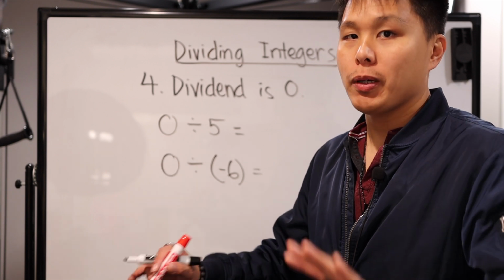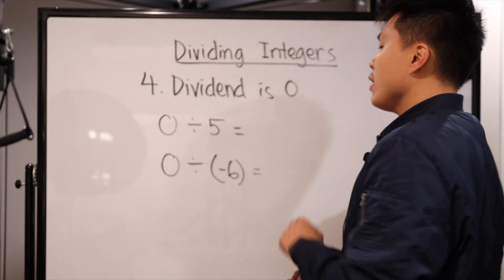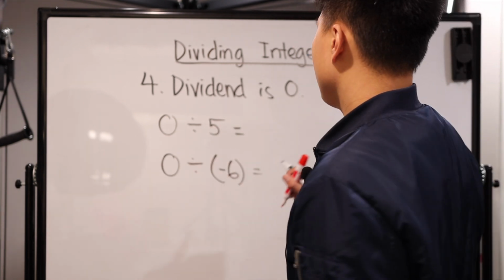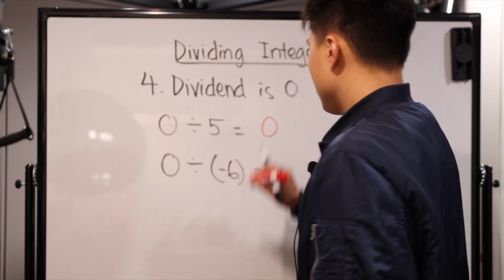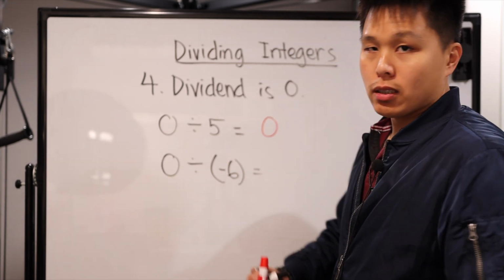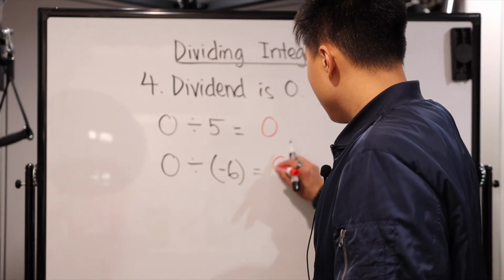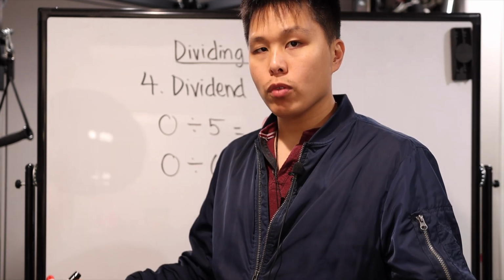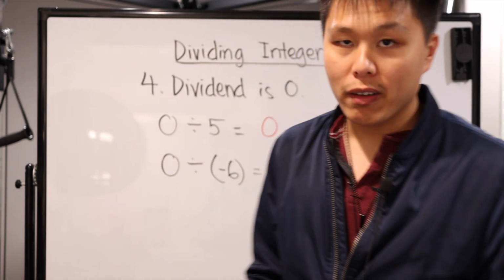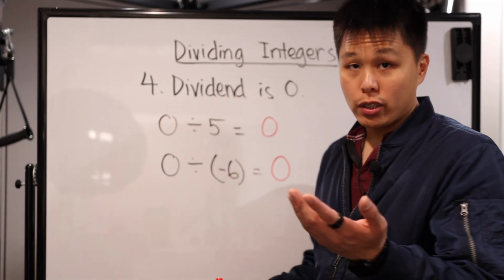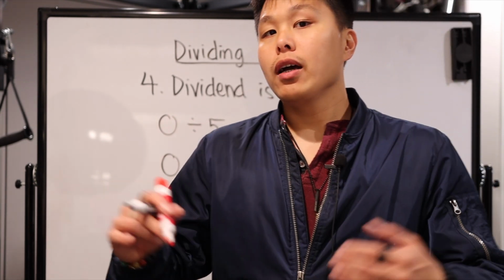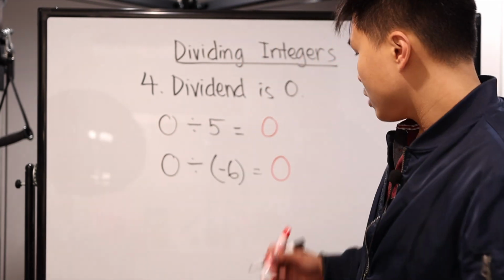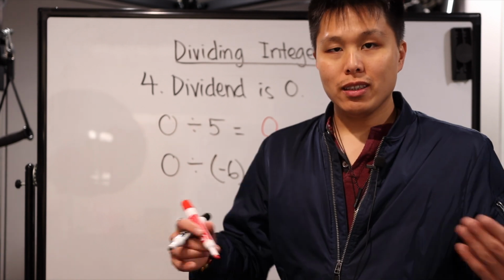That's a whole separate topic. Ignore that, right? 0 divided by 5, guess what the final answer is? 0, right? 0 divided by -6, guess what the final answer is? 0. Any number that is 0 divided by some number, some positive number, some negative number, doesn't have to be an integer actually, right? But since we're just talking about integers, divided by any integer, guess what? It's going to be 0.